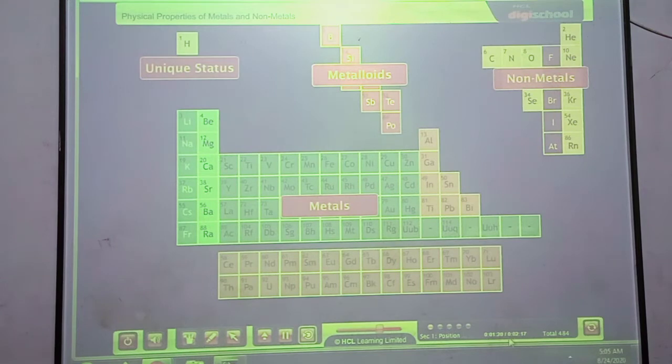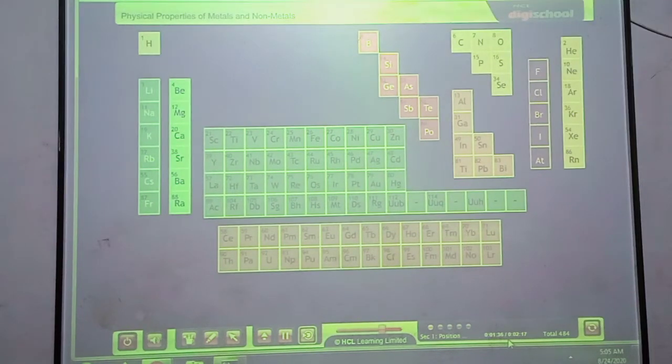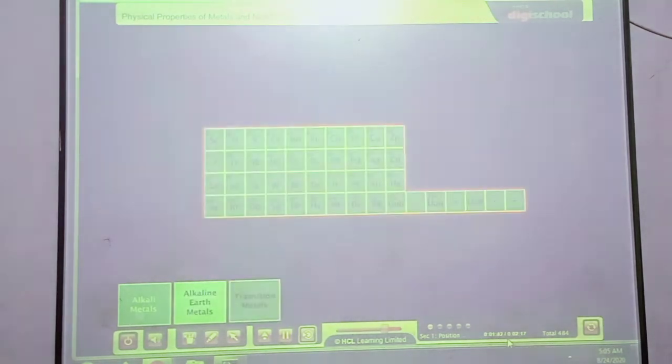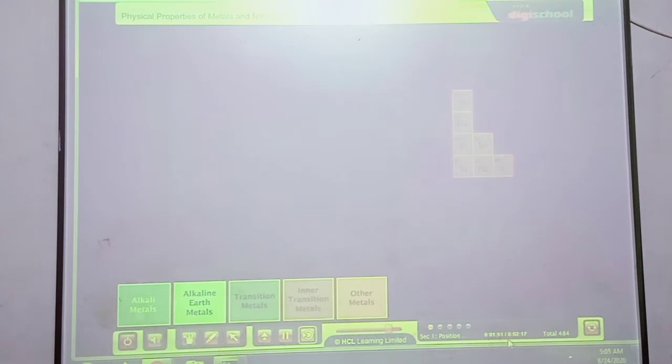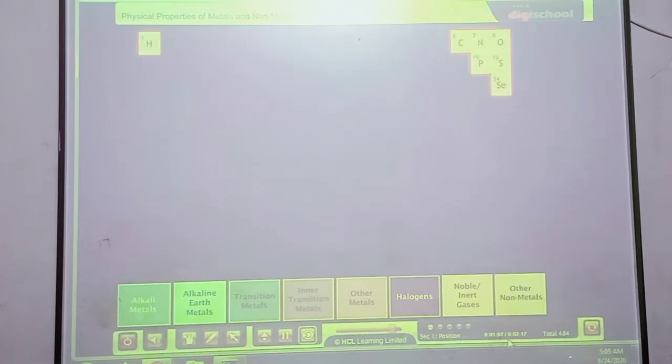Though hydrogen is a non-metal, it has a unique status in the periodic table. These metals are further classified into alkali metals, alkaline earth metals, transition elements, inner transition elements, also called rare earth metals, and other metals. Non-metals are classified into halogens, inert gases, and other non-metals. We have metalloids that have both metallic and non-metallic characters. Examples: silicon, germanium, astatine, antimony, and polonium.